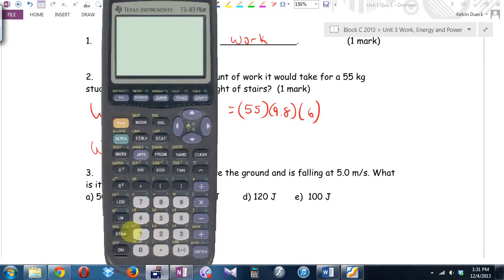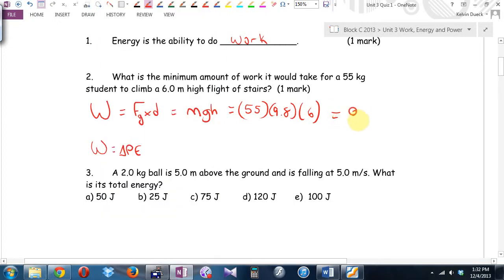It's going to be 55 times 9.8 times 6. 3,234. 3.23 times 10 to the 3rd joules.